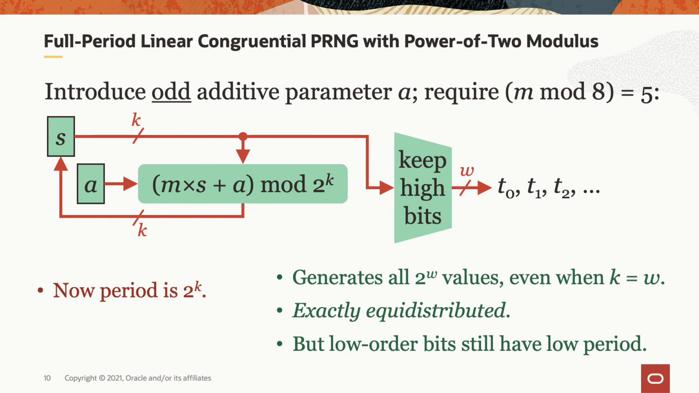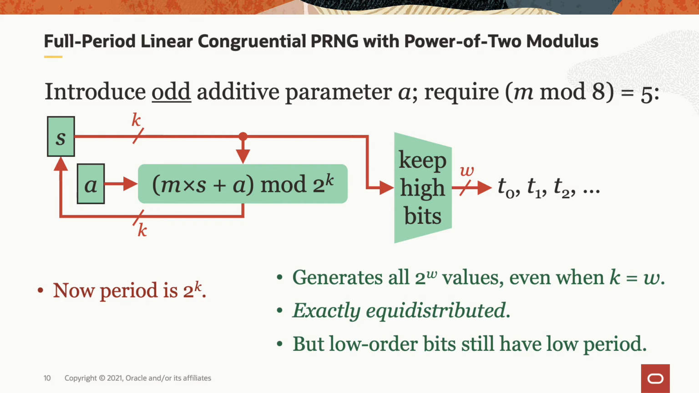A further improvement to this strategy is to introduce an additive parameter A, which must be odd, and require the multiplier mod 8 to be equal to 5. With this set of constraints, the period will be fully 2 to the K. Every possible W bit value can be generated. Every possible K bit state can be generated. When K equals W, all 2 to the W possible values can be generated, and therefore we say that this generator is exactly equidistributed. But the low order bits still have low period.